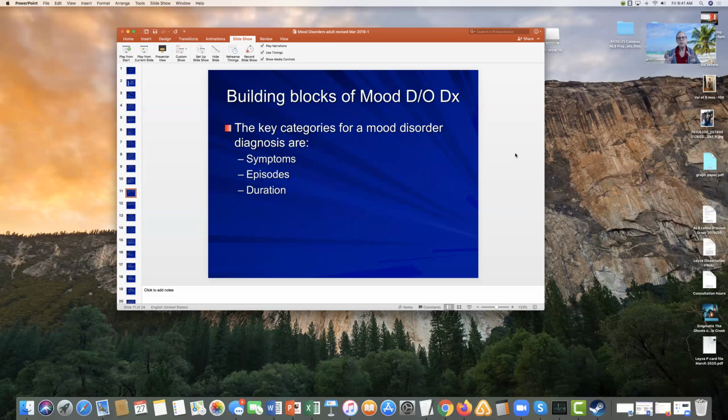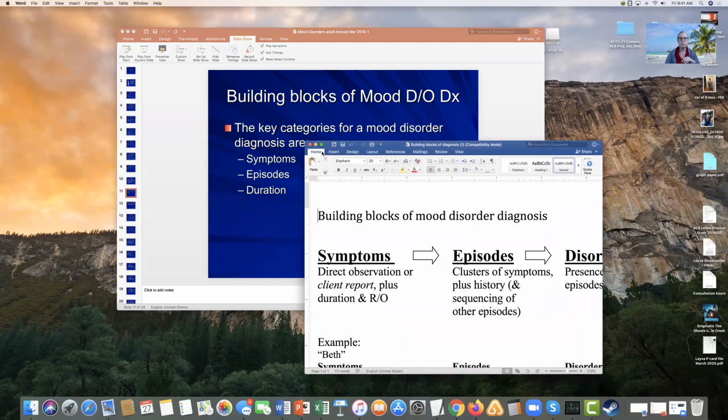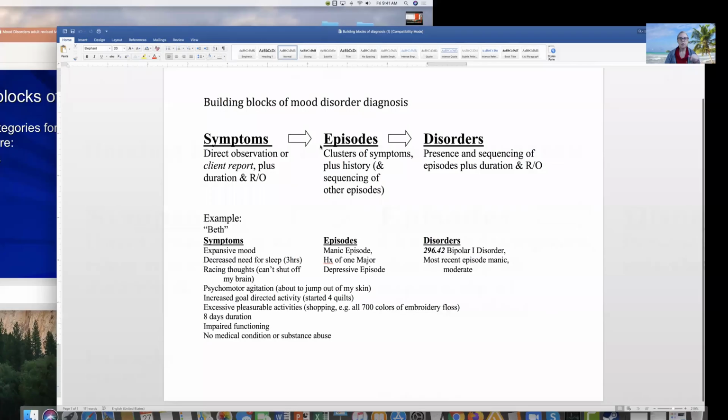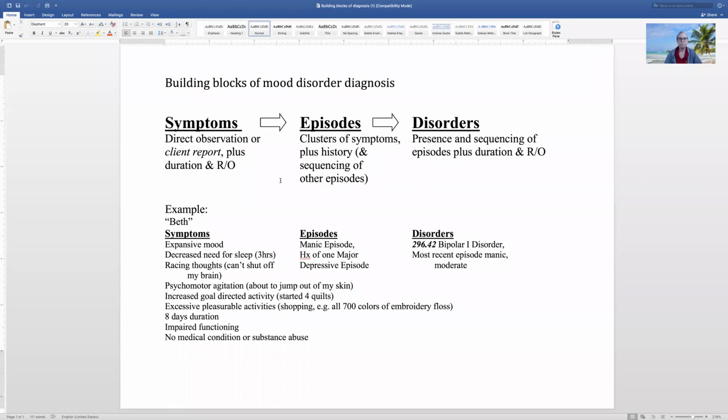So these are the building blocks of a mood disorder diagnosis. So you need to have the symptoms. You need to know what the symptoms are for your particular client or consumer you're working with. You need to be able to plug those symptoms into a specific episode. And then that episode has to meet the time duration. So let's take a look at a case that I've uploaded to Moodle. And it's also embedded in this PowerPoint.